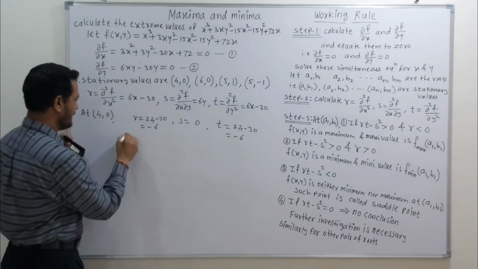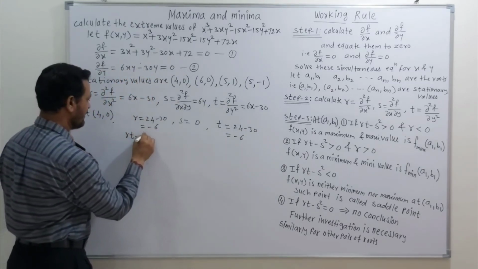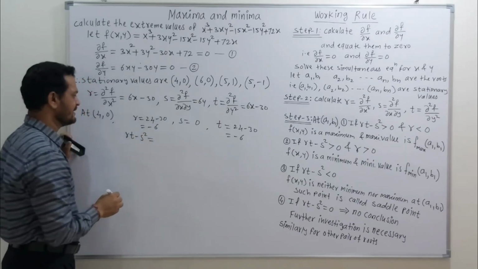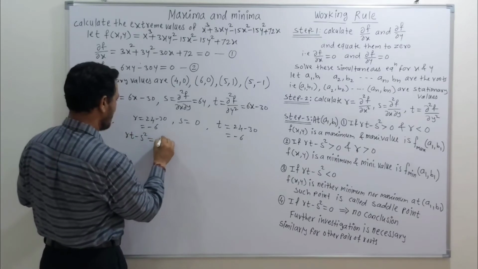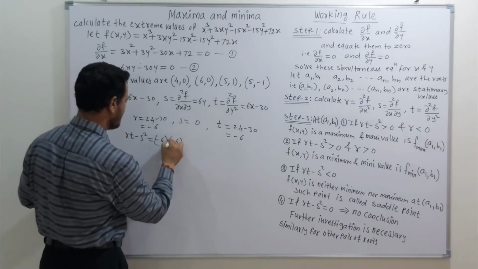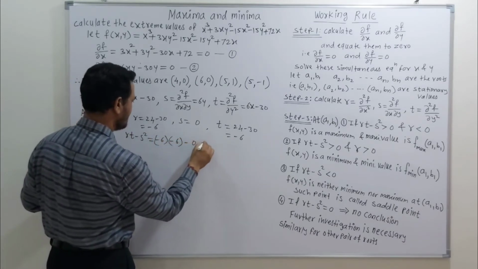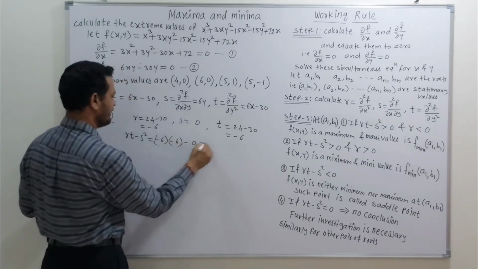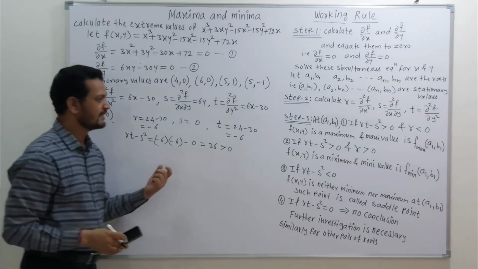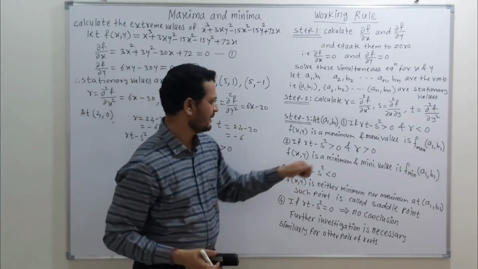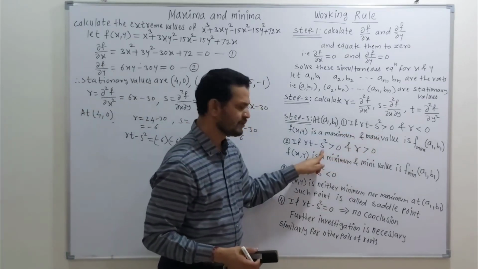So friends, if we try to find the value of rt minus s squared, then we get r into t, that means minus 6 into minus 6 minus s squared, which is 0. So 6 sixes are 36, and this value is greater than 0. As this value is greater than 0, there are two possibilities. This is greater than 0, and this is also greater than 0.